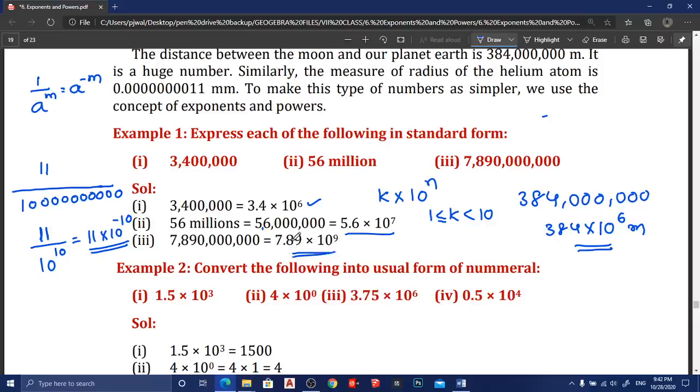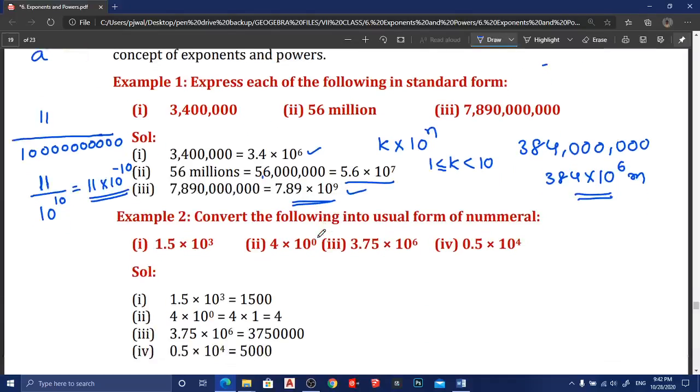The 7.89 is also less than 10 and greater than 1. It should be in between 1 and 10, maybe equal to 1 also. Okay, so this also satisfies the rule of the standard form. So like this, by using these rules, we have to find out the standard form of the given number.